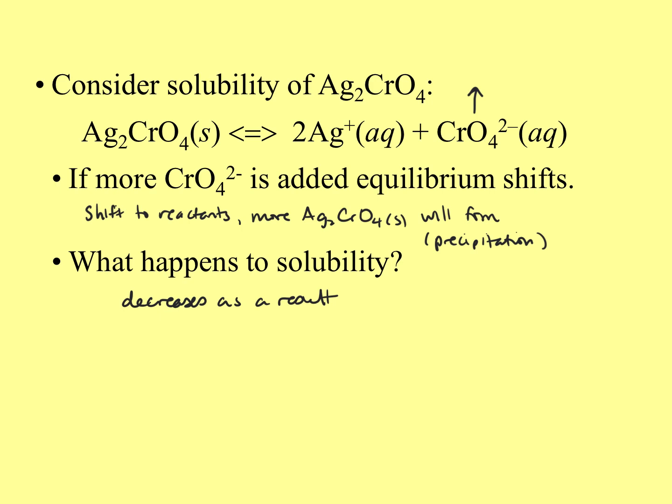We call this the common ion because if you look at this, we have the chromate here and the chromate ion. That chromate ion can be added in the form of another salt. How could you add it in? It could be something like K2CrO4 or MgCrO4. We put a soluble salt into the water, and if that salt dissolves, it'll provide a source of that common ion.